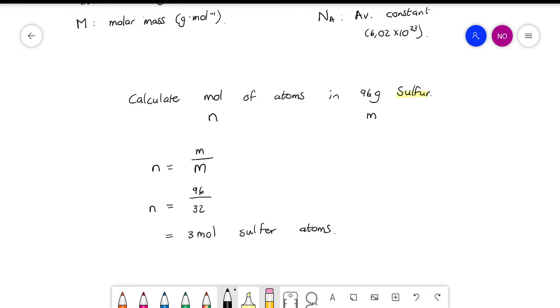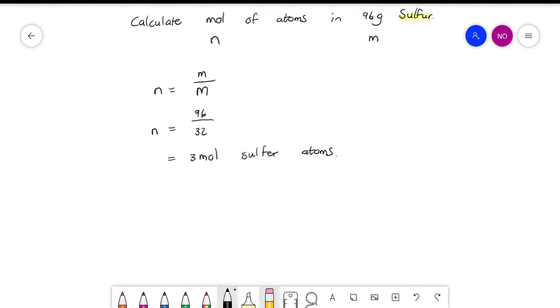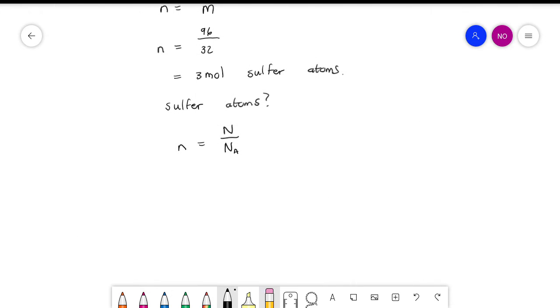En as ek nou vir jou sê, hoeveel sulfur deeltjies het ek? How many sulfur particles do I have? How many sulfur atoms do I have? Then you say N is equal to number of particles divided by Avogadro's constant. So then I say I'm looking for this. I have 3 mole.